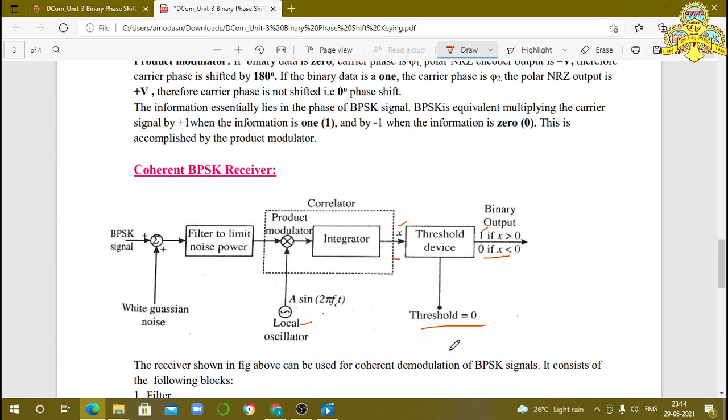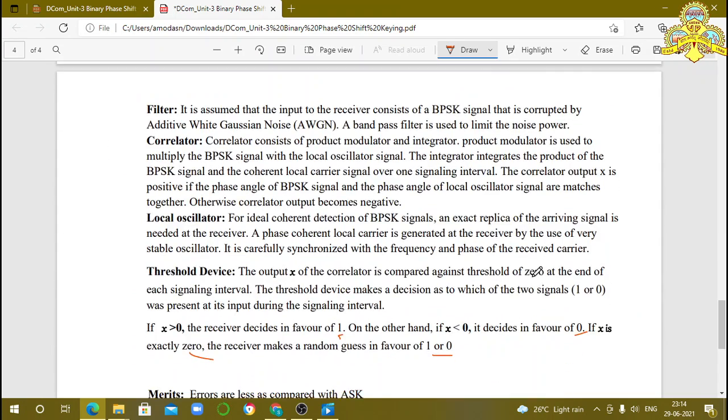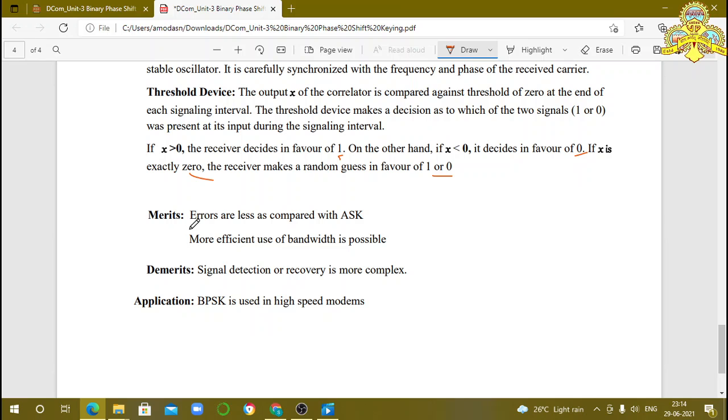Like this, the coherent BPSK receiver generates the binary sequence. In this BPSK, there is no non-coherent circuit. Next, we consider the merits. Here, errors are less as compared to ASK. In BPSK, the errors are less and more efficient use of bandwidth is possible. Here, the bandwidth efficiency is higher, and the error present in the output is less compared to the ASK circuit. These are the merits of this BPSK.